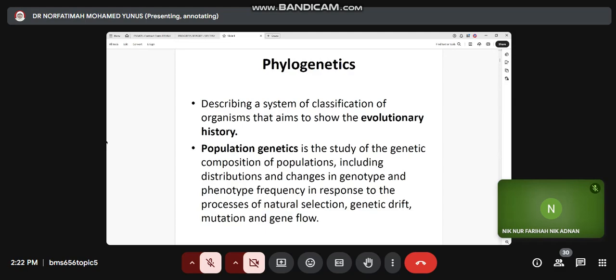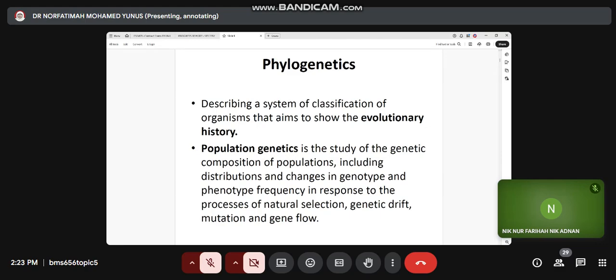Alright, so for phylogenetics, basically as I said just now, it is a system or technique to show the evolutionary history. Evolutionary history means we want to see any variations among all the samples, and how long it takes one particular individual or one particular specimen to have that evolution.